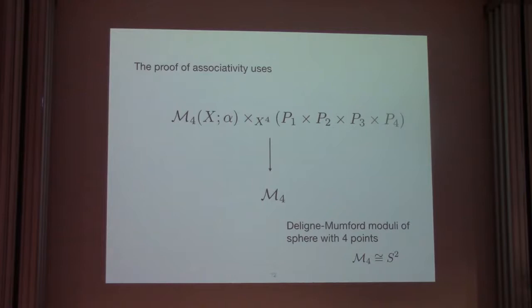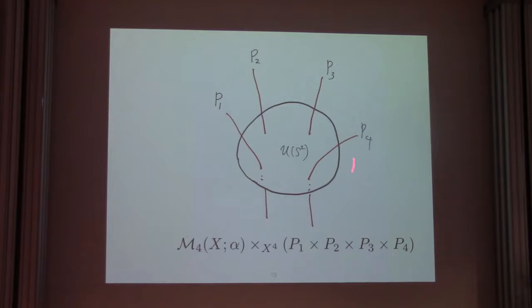The standard proof goes back, I think, to physicists, like Witten and Vafa. He wrote this quantum ring, so I think this came from physics ideas. But the proof is the following. You consider the moduli space of spheres with four marked points, hitting these four divisors, and then you have the obvious forgetful map to M4. M4 is just the usual Deligne-Mumford moduli space of S2 with four marked points. This moduli space is actually just S2, which is very standard. And then we consider the moduli space of S2 with four marked points, and you assume that it hits these four cycles.